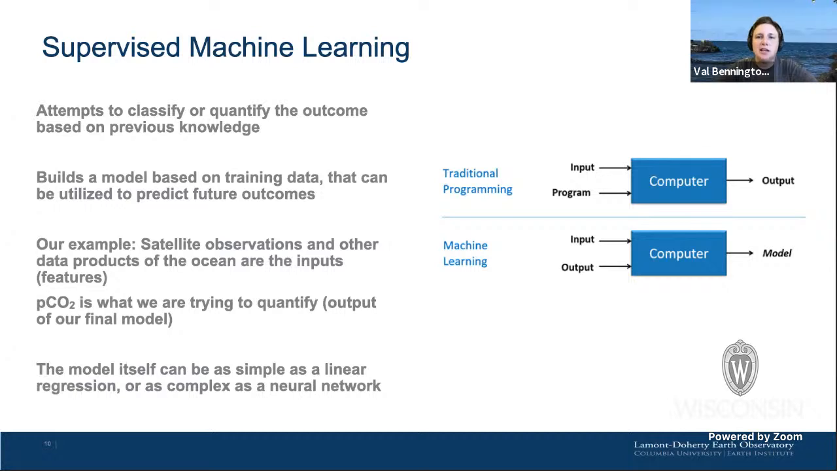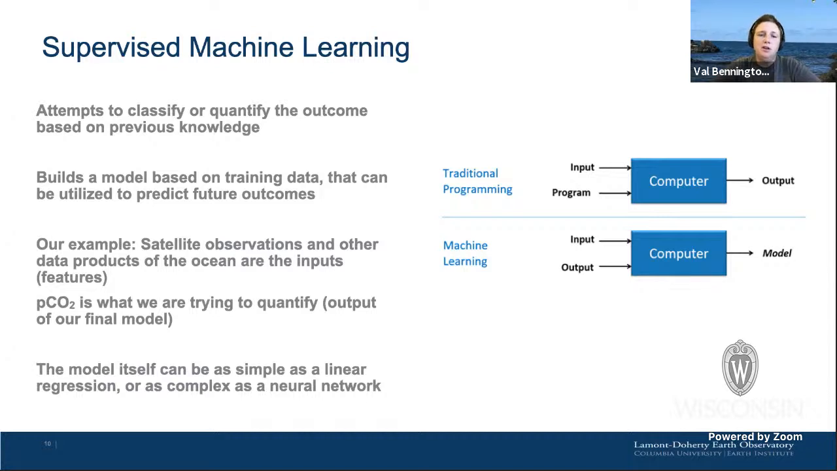That just means in this case, we have examples of the output we'd like to see from our model. So in other words, we have observed PCO2 in some locations. So supervised machine learning just attempts to classify or quantify outcome based on previous knowledge.